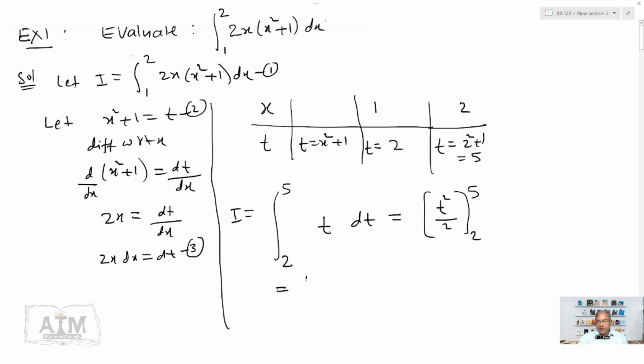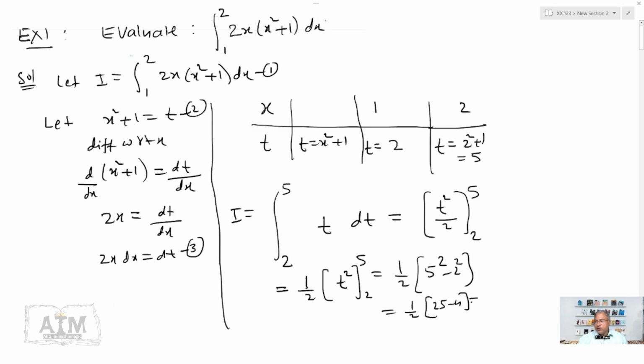Applying the limit, before that take 1 by 2 common, after that applying the limit, that is t square, here 2 to 5, so 1 by 2. Now applying the limit, 5 square minus 2 square, so that equals 1 upon 2 times (25 minus 4) equals 21 upon 2. This is the required final result.